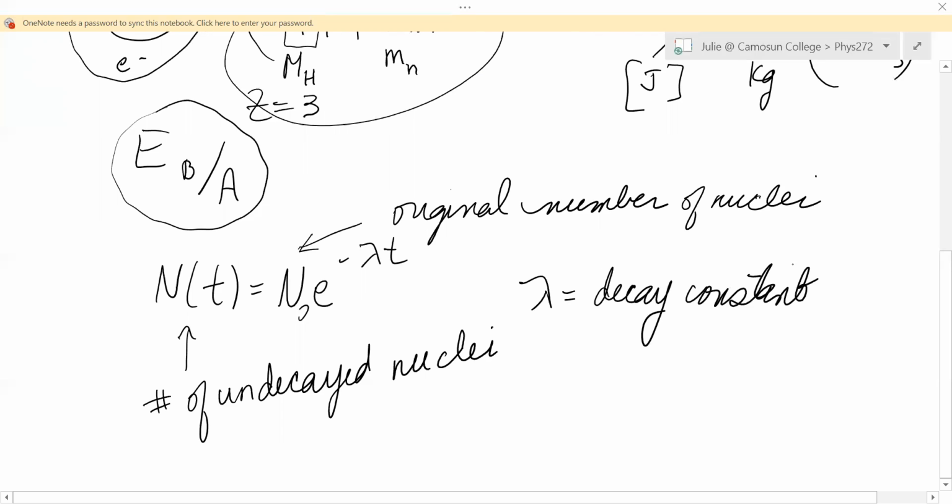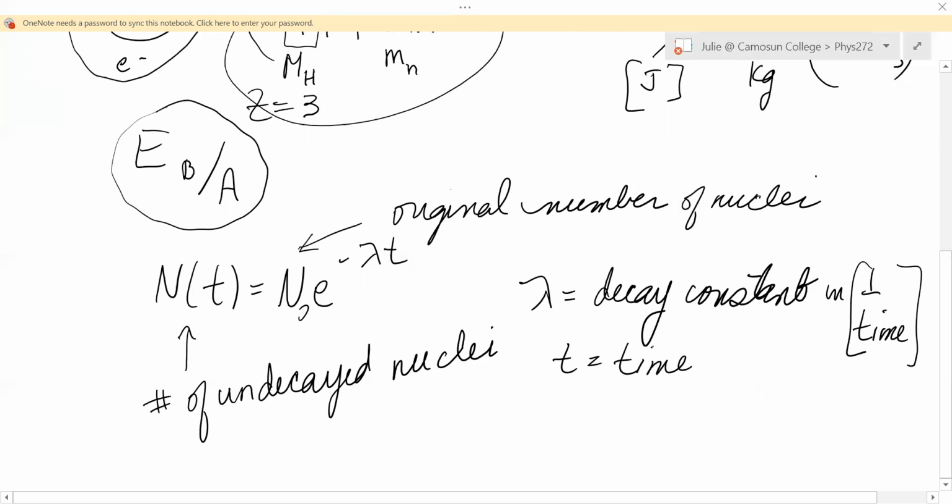And that has to do with the probability that any given nucleus will decay in any given unit of time. So the units for lambda would be 1 over the time, whatever the time unit is. So it might be 1 over days, 1 over seconds, 1 over years, 1 over millions of years. Decay constants can wildly range from tiny numbers to enormous numbers. And then t is time.